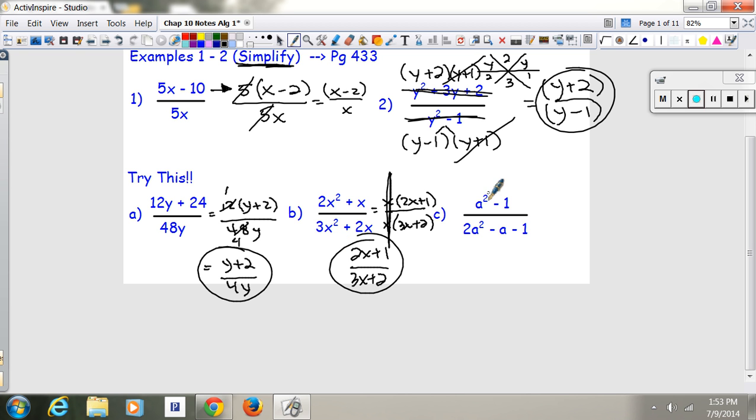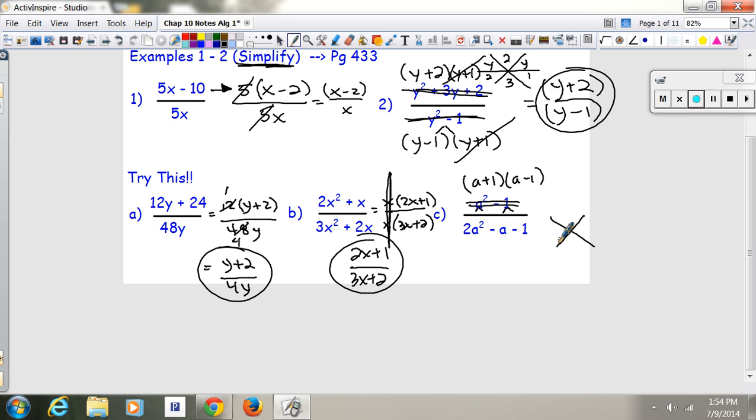This one you got to factor. A plus 1 and a minus 1. This is a perfect difference of squares. A times a, 1 times 1, so a plus 1, a minus 1. Once you factor it, cross it out. Because a squared minus 1 is the same as these two, so you're just changing the form of it.